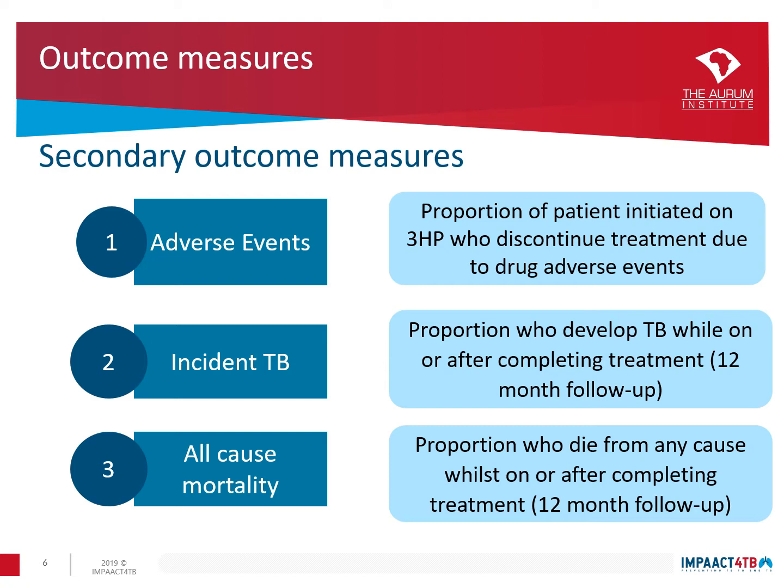Secondary outcome measures include adverse events, incident TB, and all-cause mortality. Adverse events will be measured by determining the proportion of patients initiated on 3HP who discontinue treatment due to drug adverse events. And we will also look at the proportion who develop TB while on or after completing treatment. And thirdly, we will look at the proportion who die from any cause whilst on or after completing treatment.